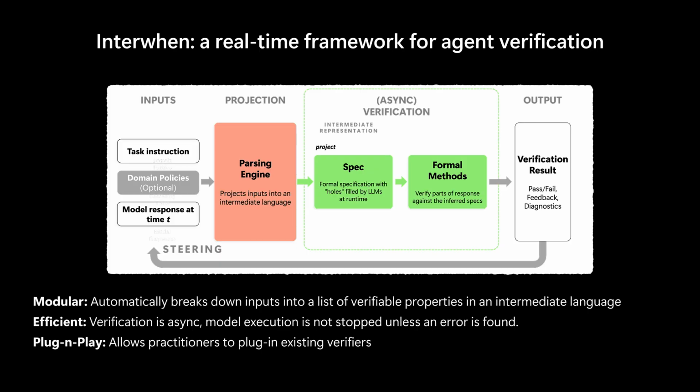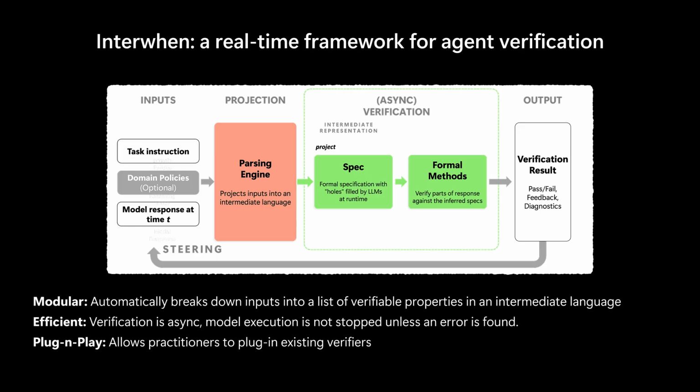To address these challenges, we have built Interwhen, a real-time framework for agent verification. We'd want to use formal verifiers for general domains, but how do we apply them to this kind of setting where there might be thousands of tokens and almost everything is ambiguous? The key innovation we have is an LLM-based projection step that automatically breaks down outputs into a list of verifiable properties, the desirable properties you can think of that any solution should satisfy. And now the framework can automatically generate formal specs and create a provable verifier in Python or Lean.